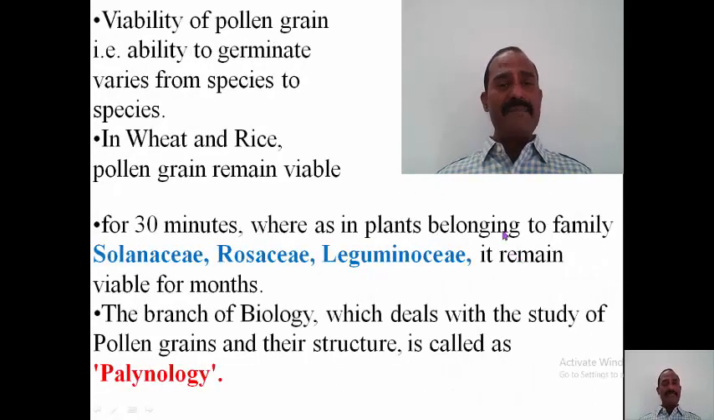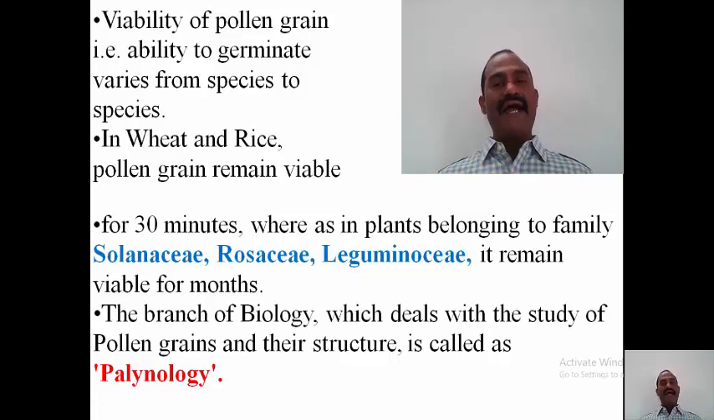Now, as far as the viability of pollen grain is concerned, or the ability of pollen grain to undergo germination, it varies in different species. In wheat and rice, pollen grains remain viable for only 30 minutes. Whereas in plants belonging to family Solanaceae, Rosaceae or Leguminosae, they remain viable for months.